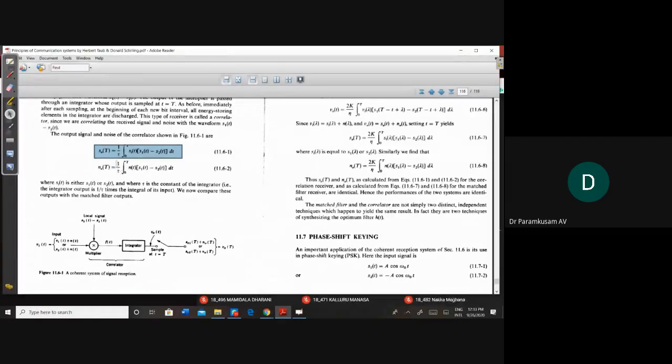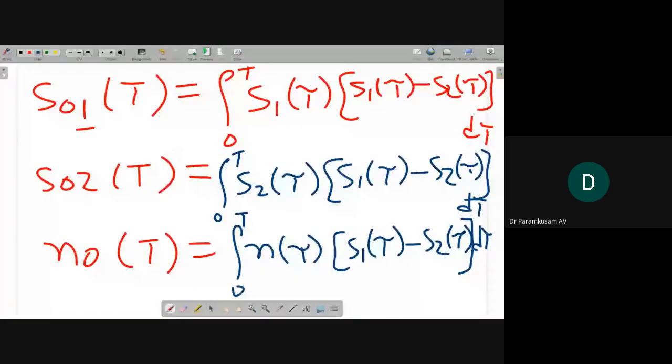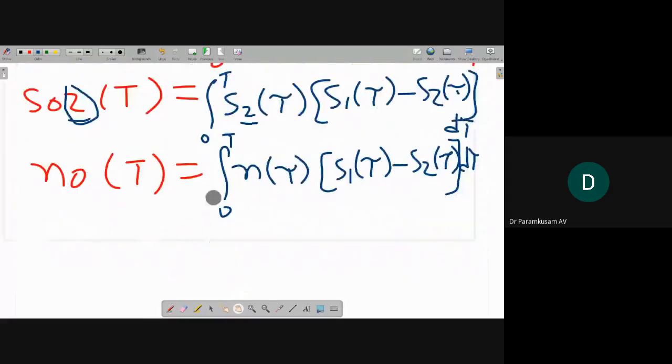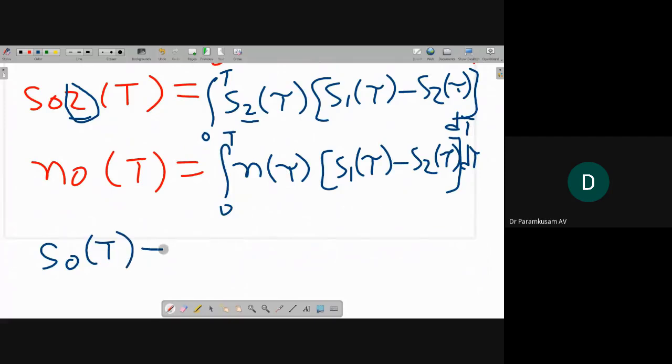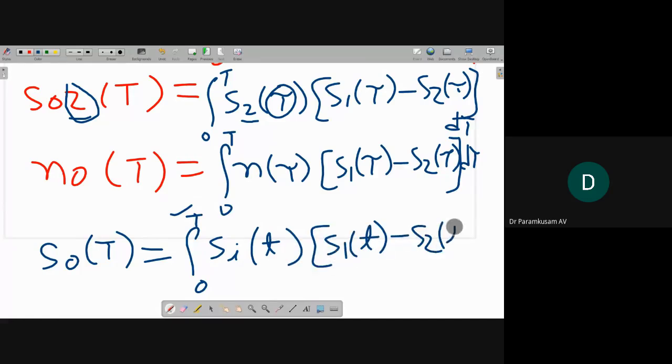And n0 of t is equal to, you just neglect 1 by tau for the time being, the integral from 0 to t of n of t into s1 of t minus s2 of t. Okay, so these are the expressions for s0 of t and n0 of t. Whether it is 1 or 2, or in general you can write s0 of t is equal to the integration from 0 to t of si of tau. In place of tau, you can write t, no problem, because here we are using capital T, no? Si of t into s1 of t minus s2 of t dt, because t or tau are both independent variables, so you can use any variable.